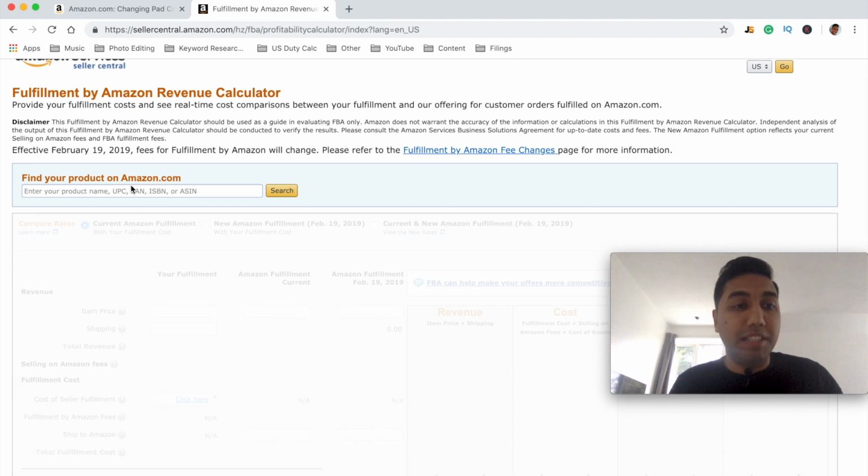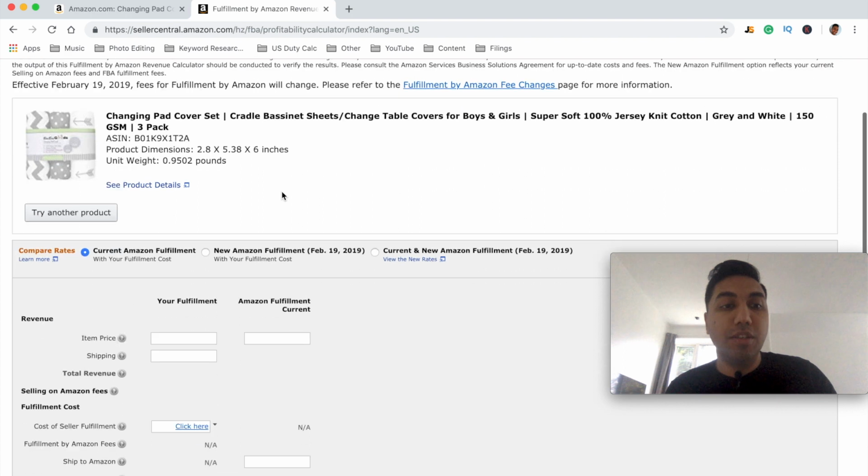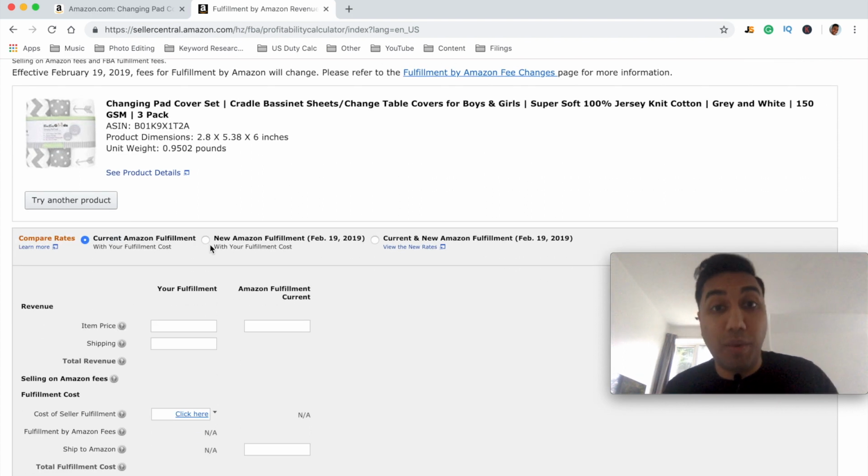So all you would need to do is paste the product over here and hit the search button. Amazon will retrieve this information and have the information on the weight and the size, so it will know exactly how much it costs to fulfill this product and exactly how much it costs to store this product within their warehouse. So what you will see here below, depending on when you're actually watching this video, you want to use the new Amazon fulfillment, which means that they are updating their prices. So you want to know how much it's going to cost you with the new prices, not the old one.